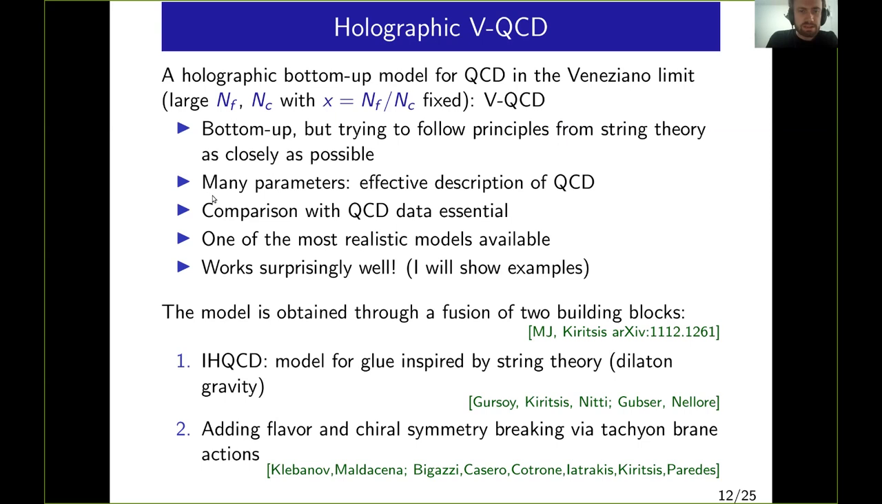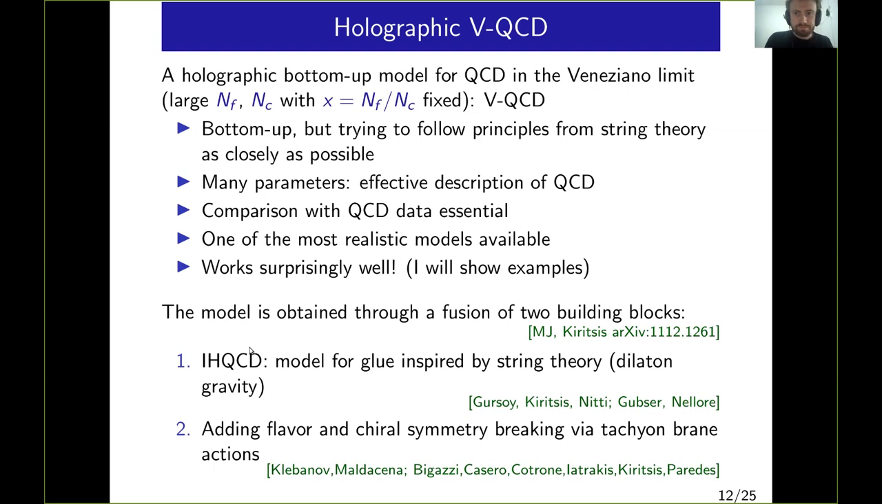It's more complicated than the very simple bottom-up models which you often see in the literature. So there are lots of parameters. It should be understood as an effective description of QCD, and to fix these parameters, it's essential to compare with QCD data. I would say that it's one of the most realistic holographic models for QCD available. And as it turns out, and I will show you examples, this also works surprisingly well to describe dense QCD matter.